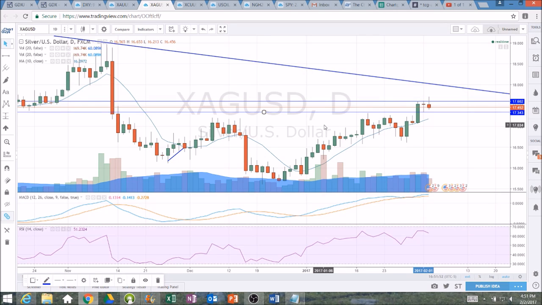Oftentimes we can get some subtle clues by keeping an eye on both silver and gold and watching the correlations they have together. So that's what we got headed into tomorrow. We'll check back in over the weekend to wrap things up, but gold bulls and the miner bulls have to be pleased with how this week played out, especially with the question mark of FOMC.